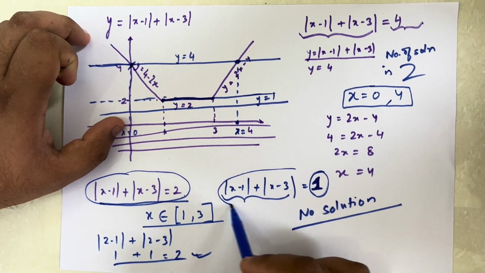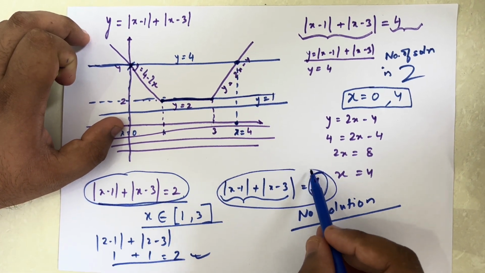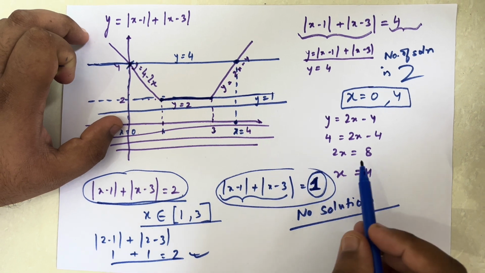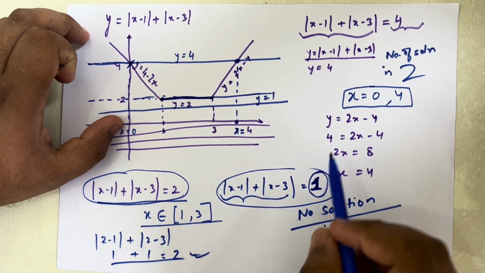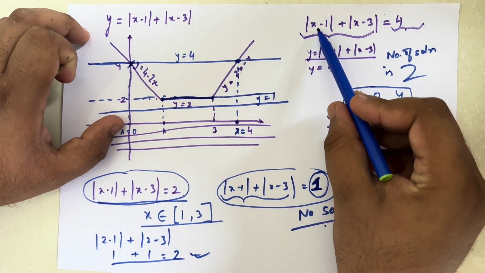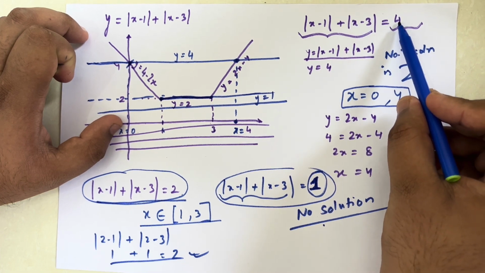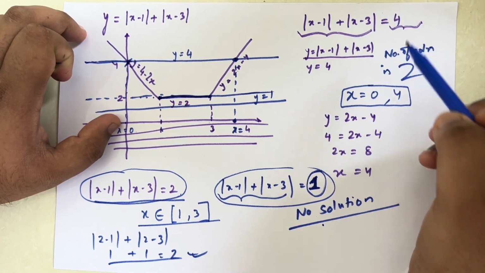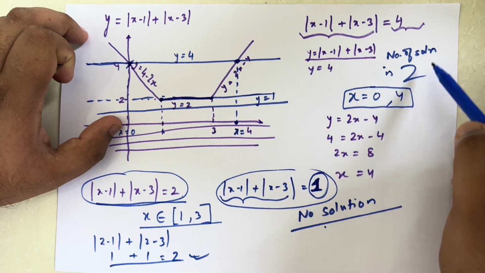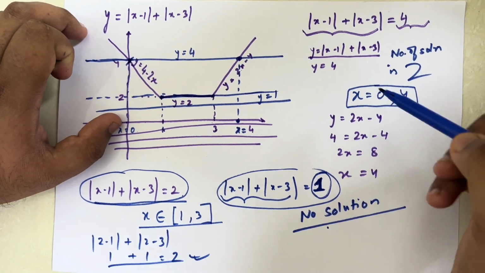For this equation, there will be no solution. If this is minus 1, this is minus 4, this is minus 8, there will be no solution. And if there is, say for example, mod x minus 1 plus mod x minus 3 equals 4, say it is equal to 5, it is equal to 6, you will get 2 solutions each. And there will be different values of x. So you can find it out from here.